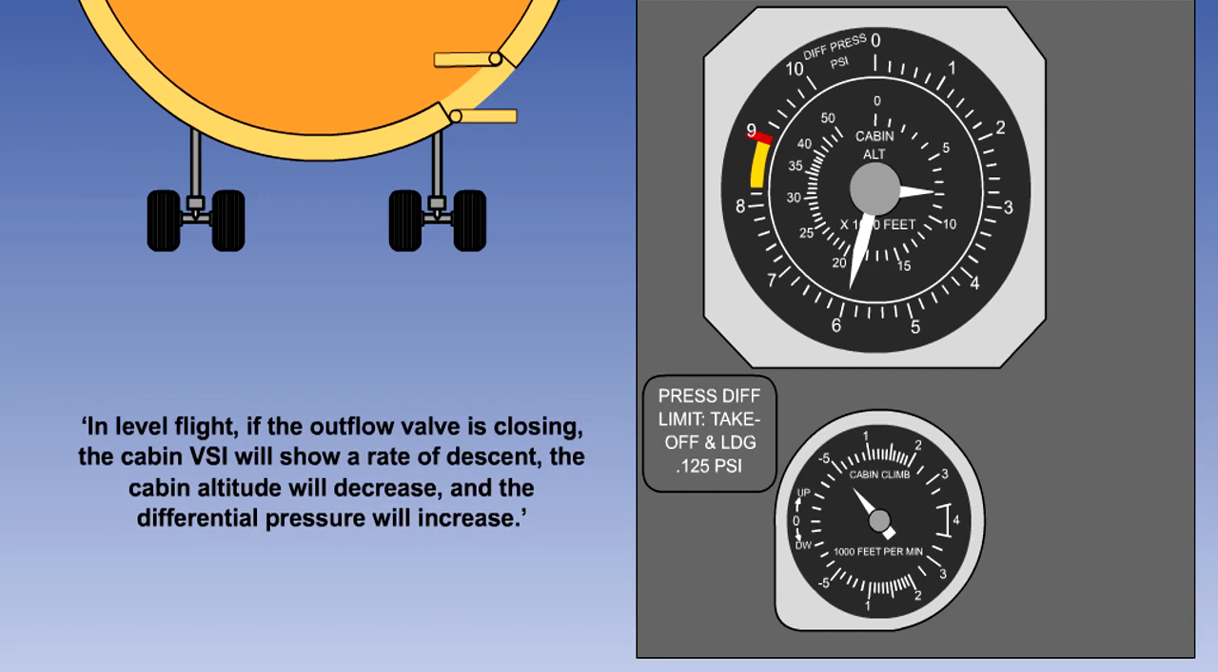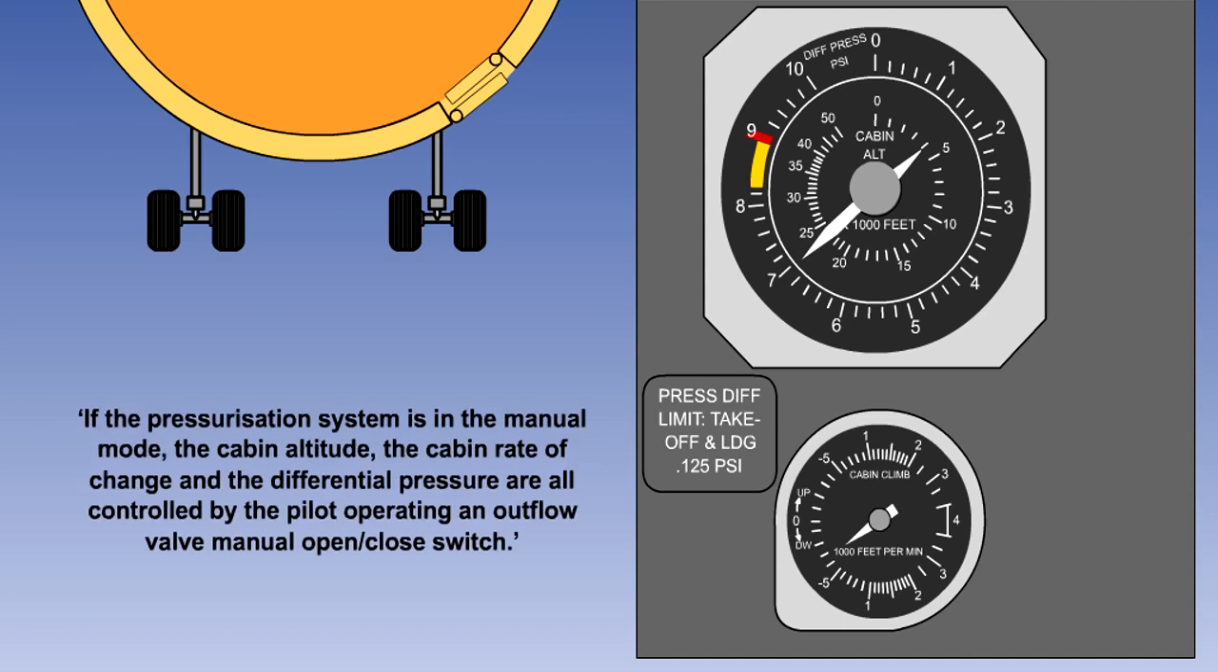Similarly, in level flight, if the outflow valve is closing, the cabin VSI will show a rate of descent, the cabin altitude will decrease, and the differential pressure will increase. If the maximum differential pressure is exceeded, then the positive pressure relief valves will open. Finally, remember that if the pressurization system is in the manual mode, the cabin altitude, the cabin rate of change, and the differential pressure are all controlled by the pilot operating an outflow valve manual open-close switch.